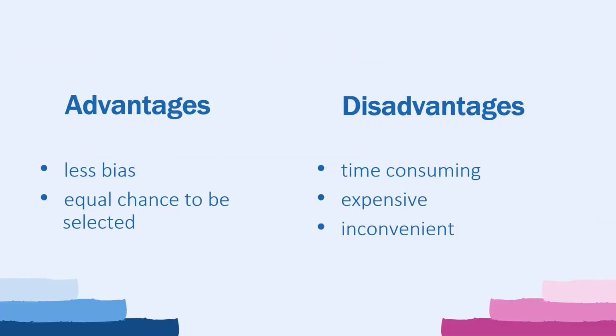So, what are the advantages? Your probability sampling is said to be less biased. You have equal chance to be selected. That's very good. But the disadvantage is that it could be time consuming. It could be expensive. It could also be inconvenient on the part of the researcher. Inconvenient, in such a way that you need to have a list of everybody. You need to randomly choose from the list that is given to you.